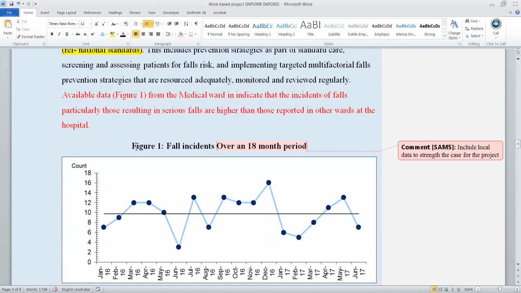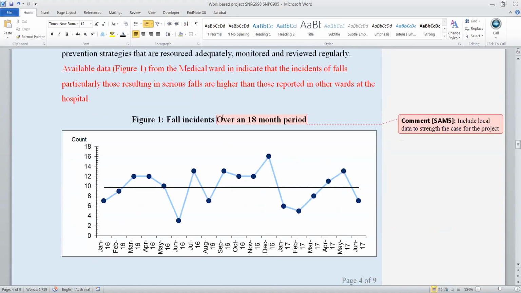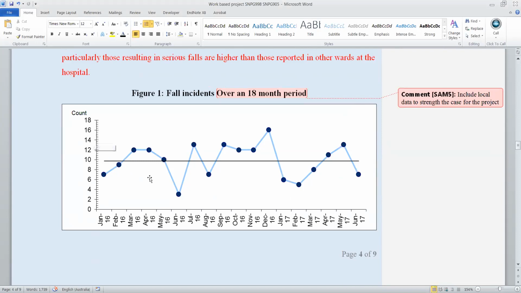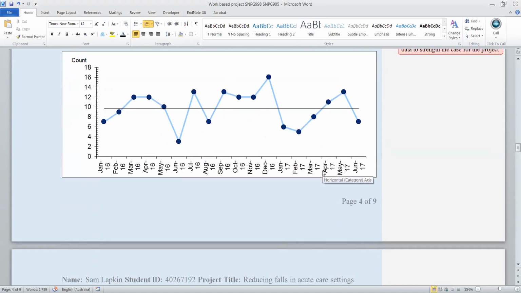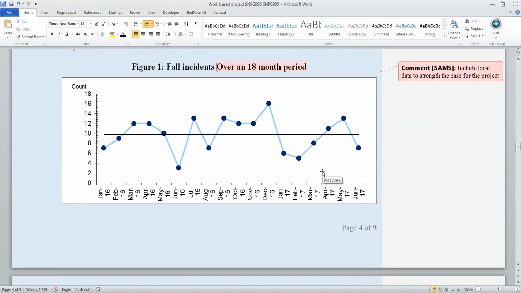You can also use local data. For example, in our project, we justified our project firstly by using Australian data, international data, and providing a local context. As you can see, this diagram provides the falls rates, the number of serious falls that we experienced in that clinical area over an 18-month period. So it gives you trends, and visual aids are really good. You can use graphs or other media to give a local context if possible, because this is a strong justification of that project.